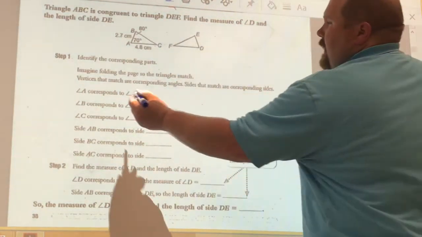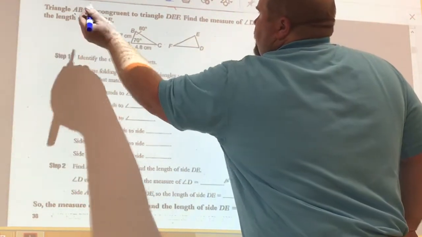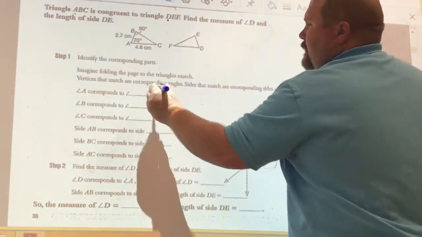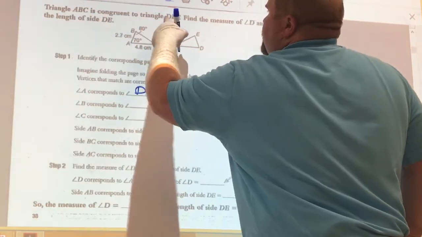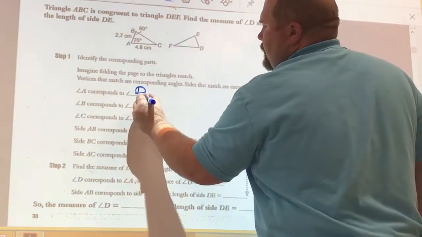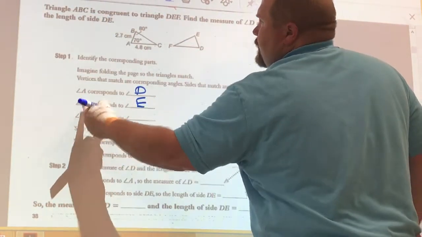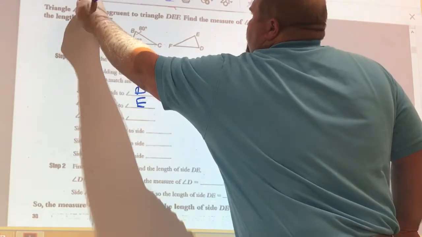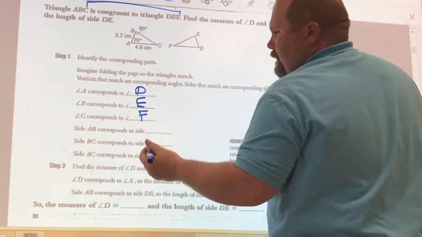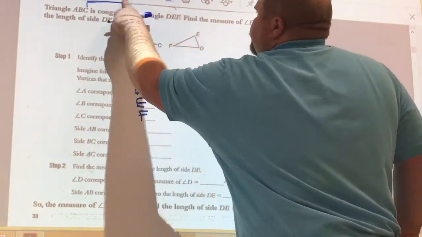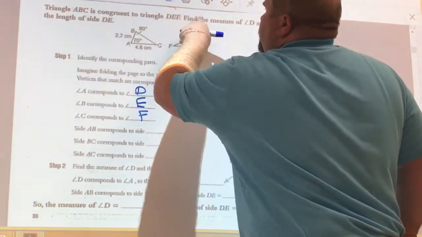So for instance, A is the first letter, it's going to correspond to the first letter of the other figure, so it would be angle D. B is the second letter, and it would correspond to the second letter of the next figure, E. C is the third letter, so that means it's going to match the third letter of the other figure, which is F. Side AB. So AB are the first two letters.